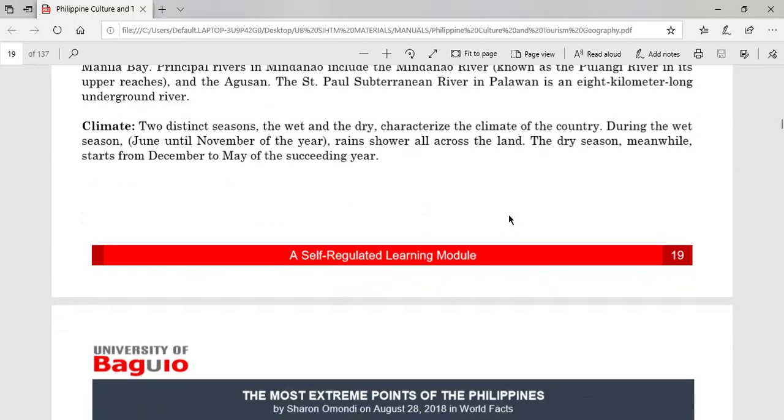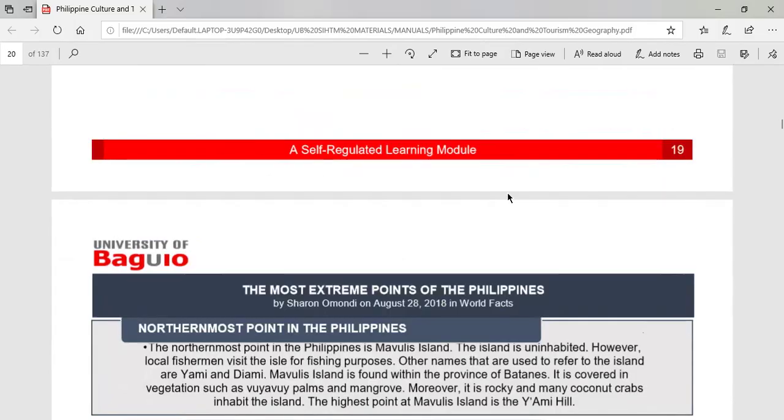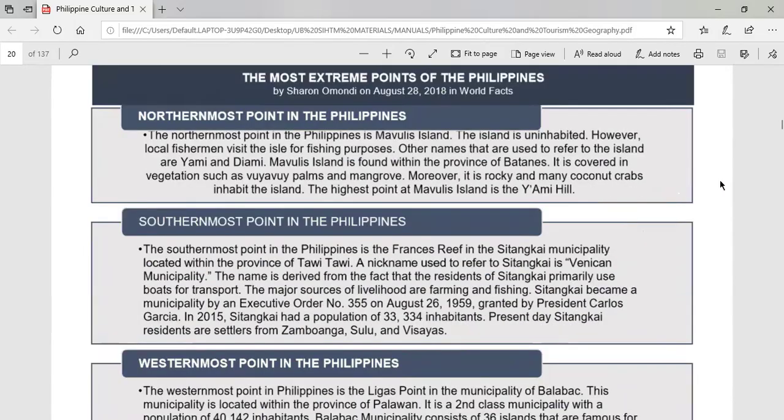And of course, with the climate, do not forget that we only have the wet and dry season. We don't have the winter, the autumn, the fall, and so on. Instead, we only have the wet and dry season. So during the wet season, which happens in June until November of the year, rains shower all across the land, and the dry season, meanwhile, starts from December to May of the succeeding year. All right. So let's move on to the most extreme points of the Philippines.